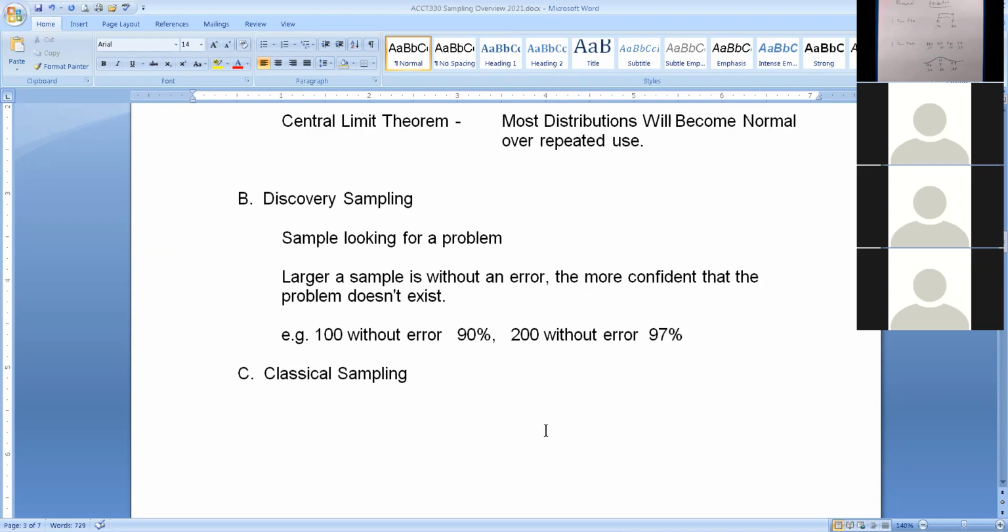Classical sampling, we did this. Mean per unit, ratio estimation. Difference estimation. So classical sampling we already did.